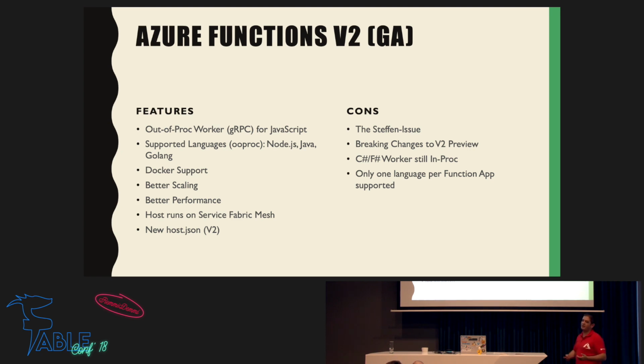Yeah. So we got better scaling. This is the V2 HTTP scaling that I was talking about. We got better performance because we're running it now out of proc. The most important thing to understand is that since V2 GA, Azure Functions is running on Service Fabric Mesh. If you have heard about Service Fabric Mesh, that's cool. If not, it's comparable to a managed Kubernetes cluster kind of thing. And we have a new host JSON, V2. It's important if you use V2 that your host JSON has V2 in there or it won't run, because a few things changed there.